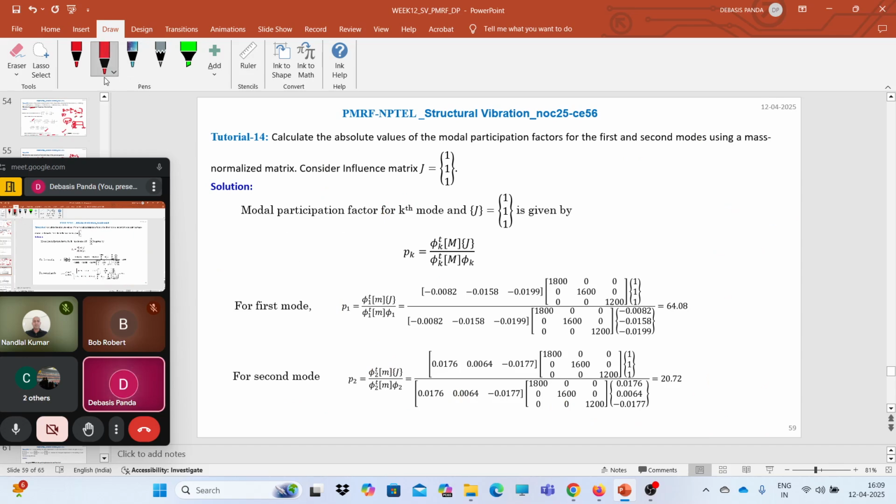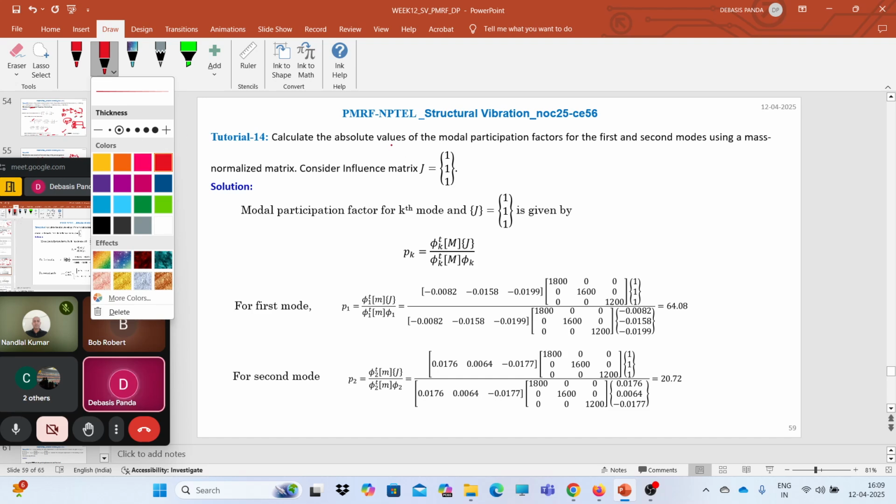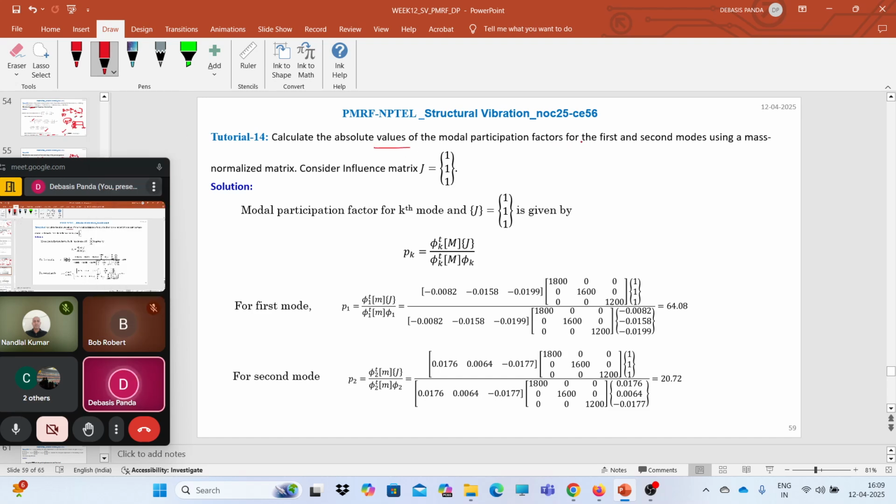Now, continuation of the same problem. Calculate the absolute value of the modal participation factor. What I said, you need to recall the expression for the modal participation factor, pk or qk, whatever you want to define: phi n transpose M J, where the influence vector is given instead of the initial condition, divided by phi n transpose M phi n, right? So from the modal participation factor itself, this kind of question can come.